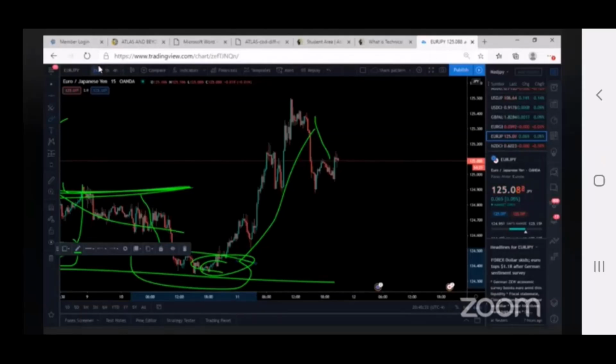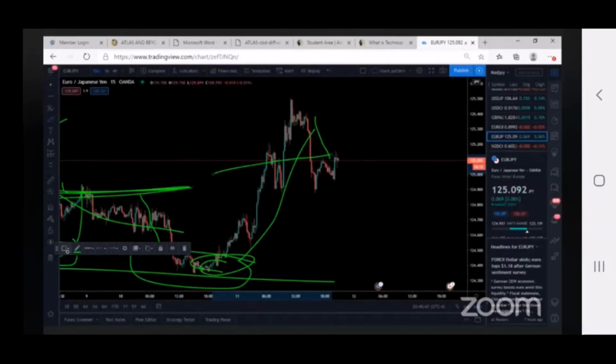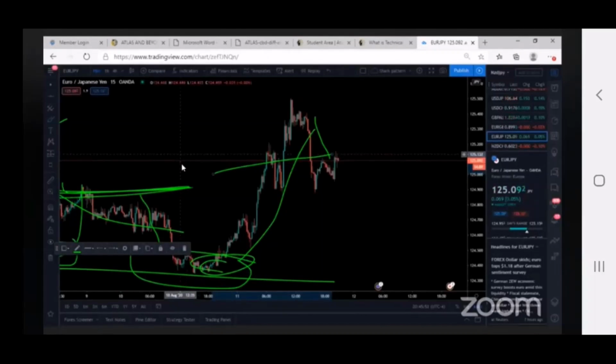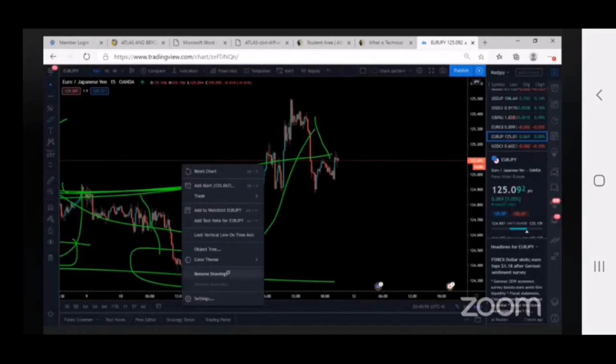So now that you're on your 15-minute chart, you've already marked your buy zone, which you know it has already rejected in. You already know where your rejection area was at. So that is your buy zone, and you want to look for buys in that area, if that answers your question.